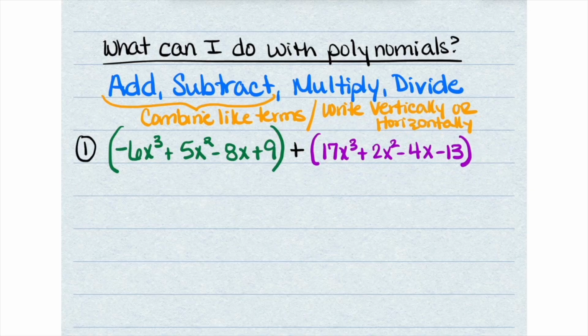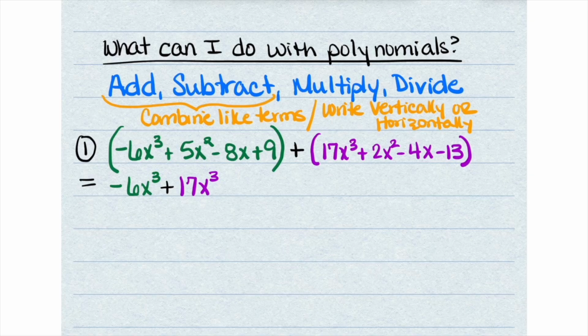Okay, so now we have them in different colors. Now I'm going to add them together. I'm going to add like terms. So if I'm adding like terms, I'm going to have a negative 6x cubed, right? Plus a 17x cubed. Why? Because they are like terms. This one has an x cubed, that has an x cubed.